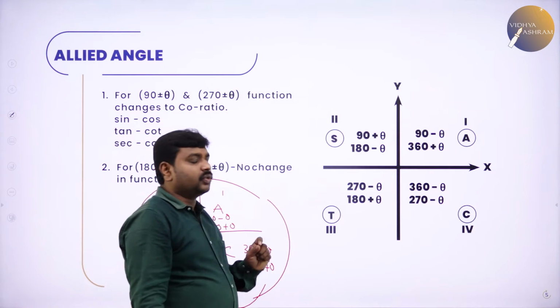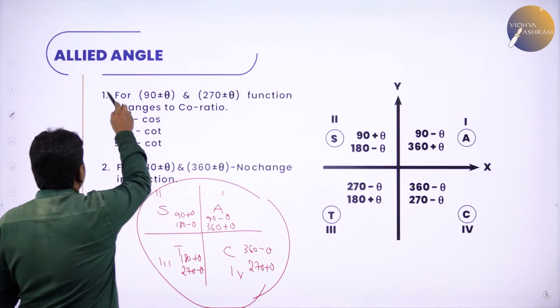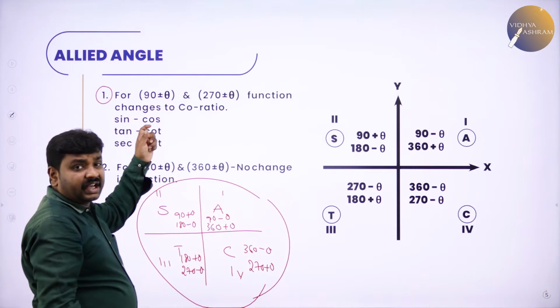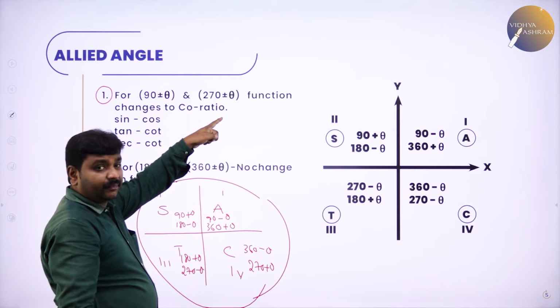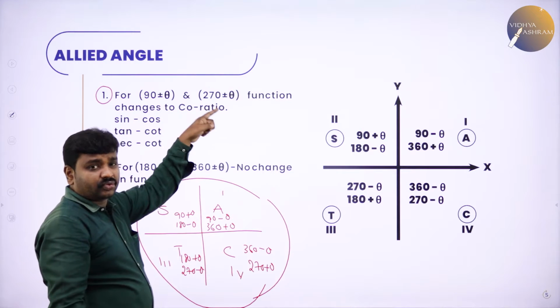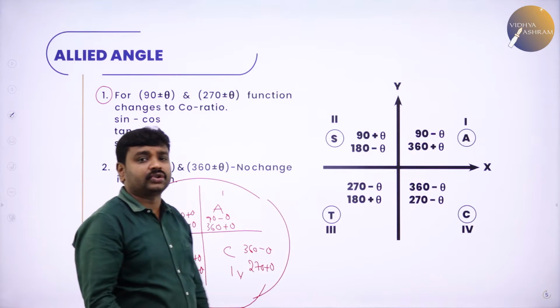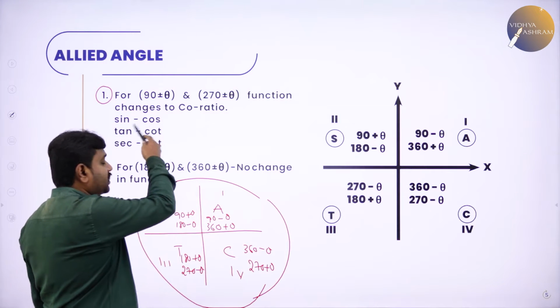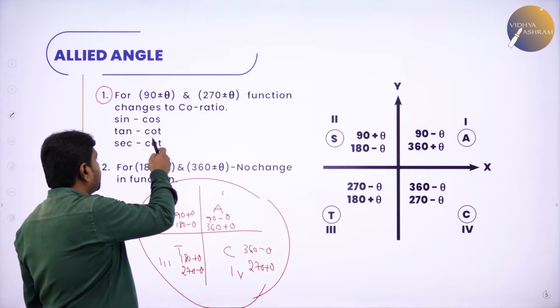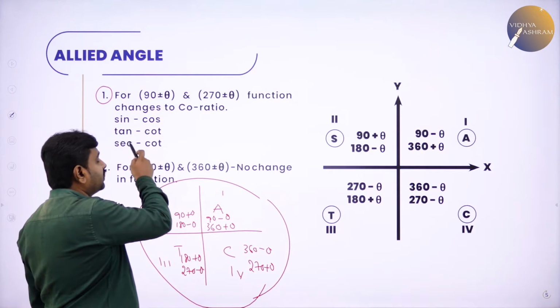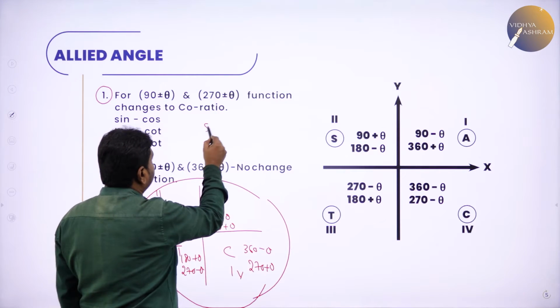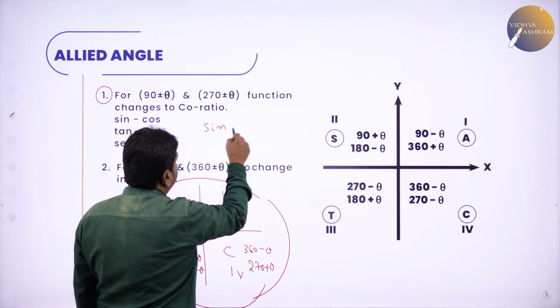ASTC and this. Now two rules. Rule number 1: for allied angles of the form 90 and 270, if it is 90 plus or minus theta, or 270 plus or minus theta, the function changes to its co-ratio. Function changes to what? Co-ratio. If it is sine, it will become cos. If it is cos, it will become sine. If it is tan, it will become cot. Cot becomes tan.